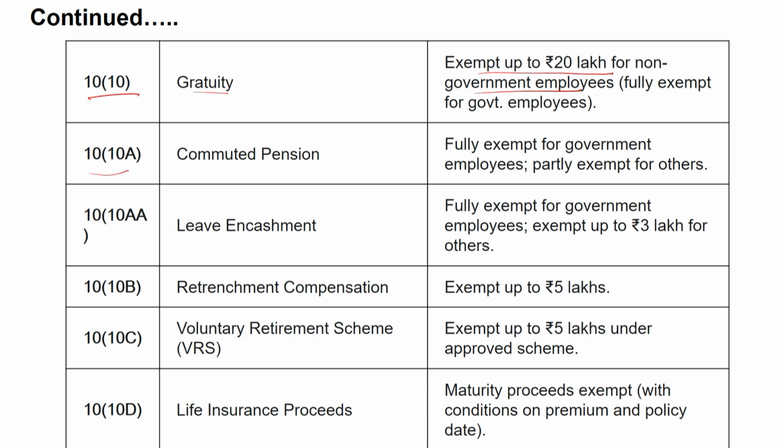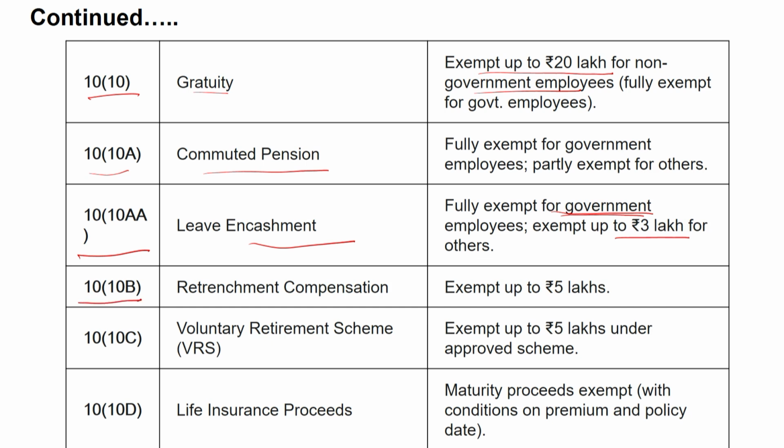Then section 10 subsection 10A, commuted pension, is fully exempted for government employees, partly exempted for other types of employees in the country. Section 10 subsection 10AA, for leave encashment, is fully exempted for the government employee, and it is exempted up to rupees 3 lakh for other types of employees in the nation.